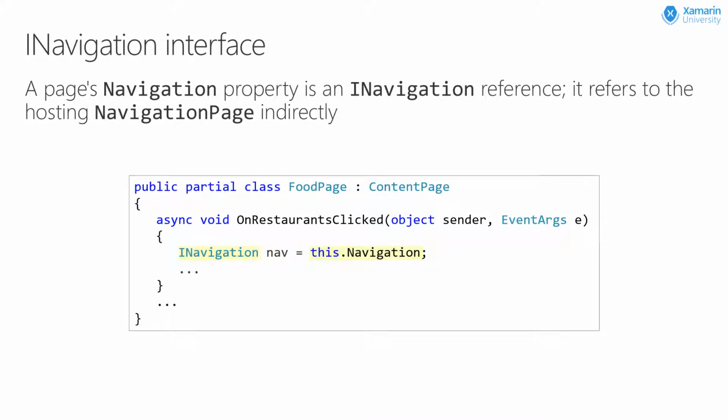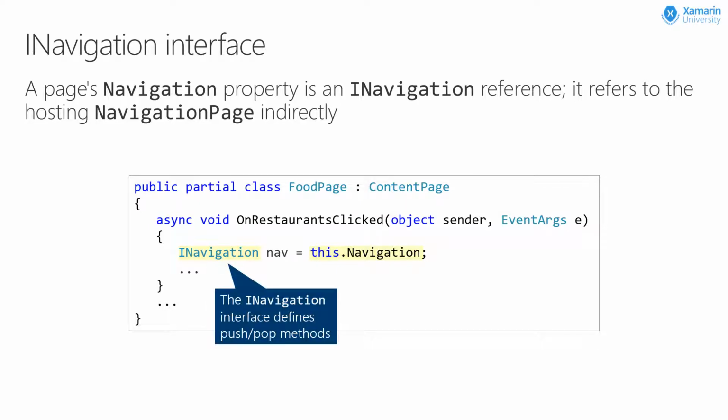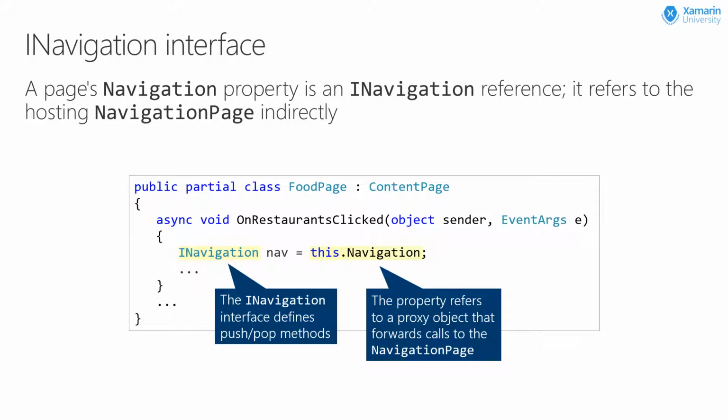Now, under the covers, the navigation property contained with every page is an implementation of an INavigation interface. This isn't really necessary to know to perform stack nav, but it is interesting to see how the Xamarin.Forms team solved this problem. When the page is contained within a navigation page, the navigation property connects to a proxy object that allows us to access the navigation page stack. And if you want to see the implementation details, don't forget that the Xamarin.Forms source code is open source. You can go have a look.